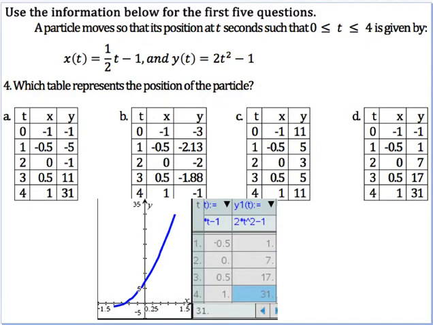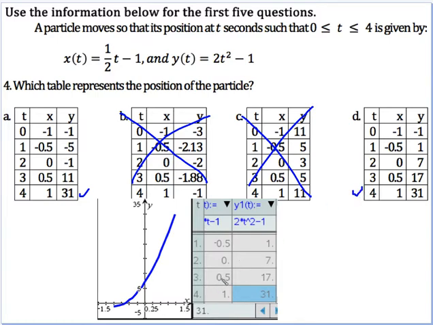All right, number 4, which table represents the position of the particle? Well, if you've already graphed it, just pull up your table and look at your values. Notice I don't even have when t is 0 listed, and all of these start with t is 0. Let me see if I can still find the correct choice. Well, at 4 should be 1 and 31. If you go to 4, 1 and 31 here, that's good. This one's wrong, so B is out. 4 should be 1 and 31. That one's out. And then D is 1 and 31, so that one's good.